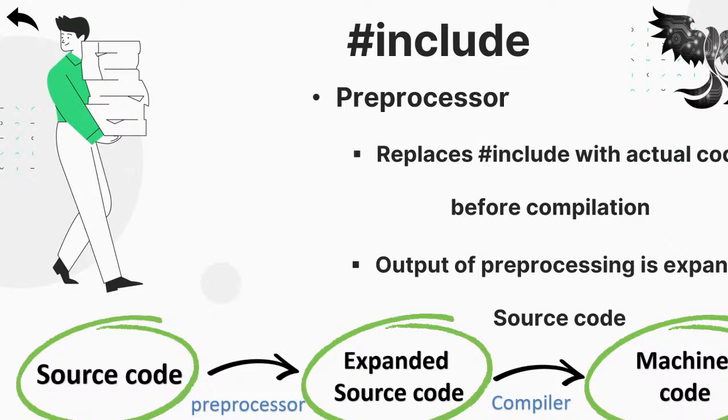The source code you are importing, which you are including, contains how the functions have to run. It already defines all these functions. That is the importance of why we are using hash include.